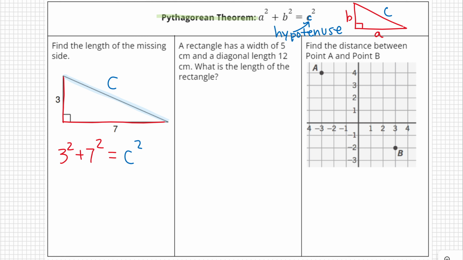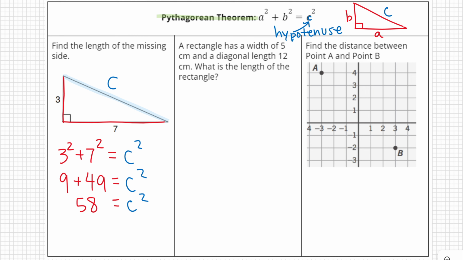3 squared is 3 times 3, which is 9. 7 squared is 7 times 7, which is 49. All of that is equal to C squared. 9 plus 49 is 58. All of that is equal to C squared. Then, to figure out what C has to be, if C squared is equal to 58, to undo squaring something, we're going to take the square root.